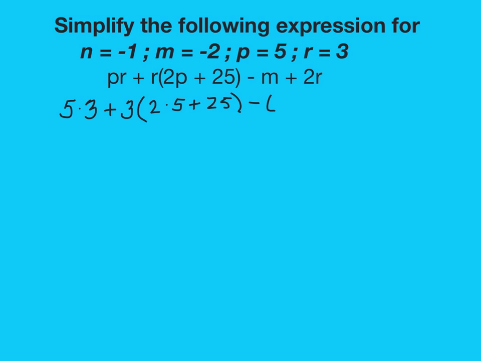minus M is negative 2. I know there's no parentheses there to begin with that M, but I'm putting the parentheses in there to separate those two negatives, or the subtraction from the negative and the 2, plus 2, and I've got a number next to a variable. Again, it means I'm going to multiply, so that's 2 times 3.